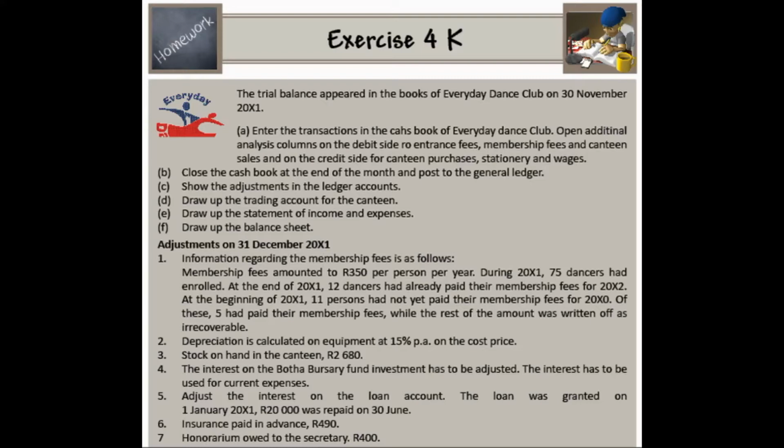And then they say close off the cash book at the end of the month, post to the general ledger, show the adjustments in the ledger accounts, draw up the trading account for the canteen, draw up the statement of income and expenditure. They say expenses, but we say expenditure, and then draw up the balance sheet.